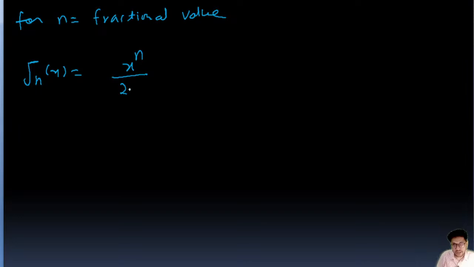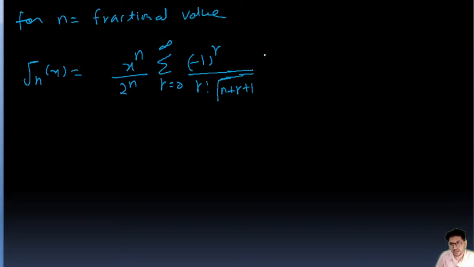Now this is for n equal to an integer value. If n is a fractional value, then the solution of the Bessel function is different. For n equal to a fractional value, J_n(x) is x to the power n upon 2 to the power n, sigma r equal to 0 to infinity, minus 1 to the power r upon r factorial gamma of (n plus r plus 1), x by 2 to the power 2r.